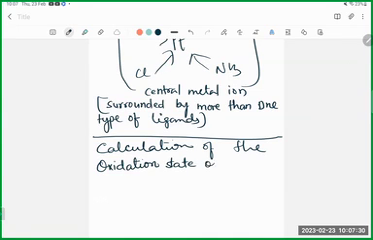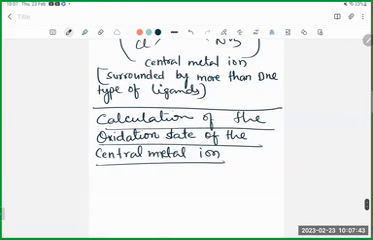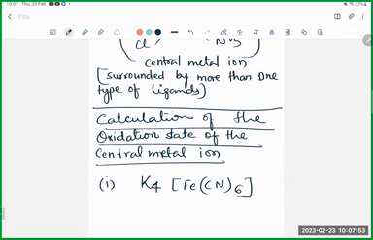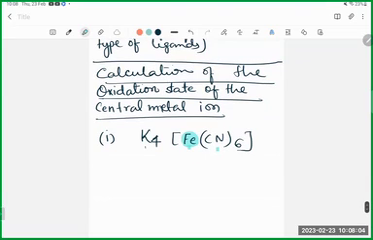Oxidation state of the central metal ion, right? Always it will be calculated for the central metal ion. So for example, if I have a compound K4[Fe(CN)6], how do we calculate? See, the central metal ion we need to identify. Inside the entity, the metal ion and the ligands will be present. So the central metal is iron.